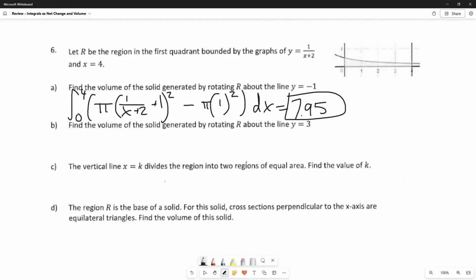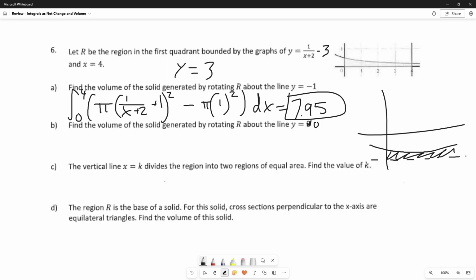And part B is find the volume of the solid generated by rotating R about the line y equals 3. For this one, let's move everything down 3 units, so y equals 0 and y equals 1 over x plus 2 minus 3. And the graph will look something like this, with the asymptote right here, and this being the area. And what we can do is flip it over the x-axis and then do it that way, because right now it's under, so taking the definite integral would be kind of weird. So instead of this, it will be y equals 3 minus 1 over x plus 2.